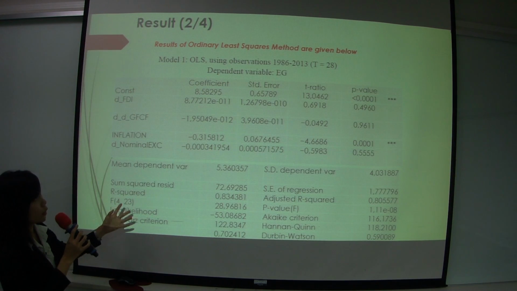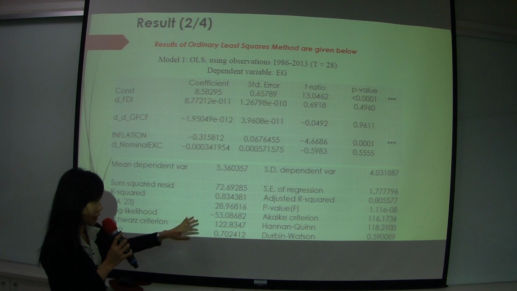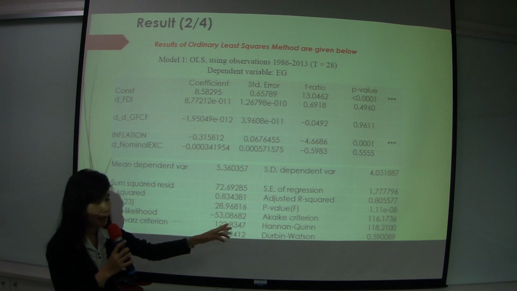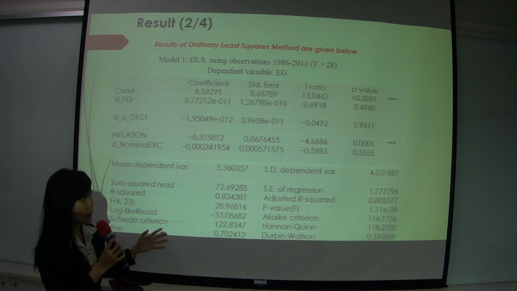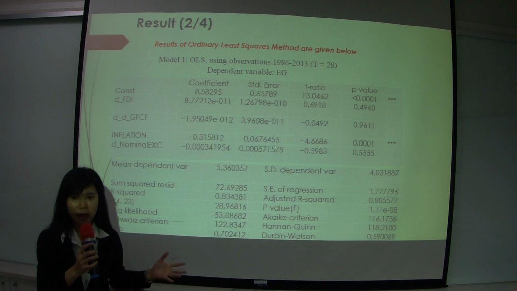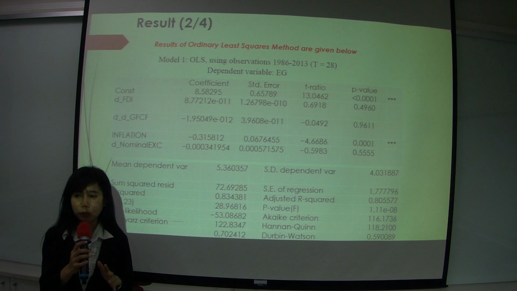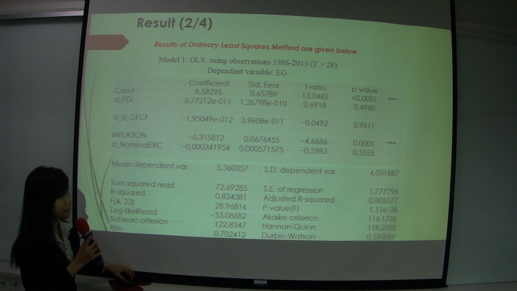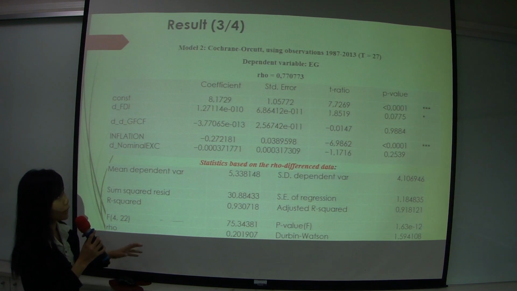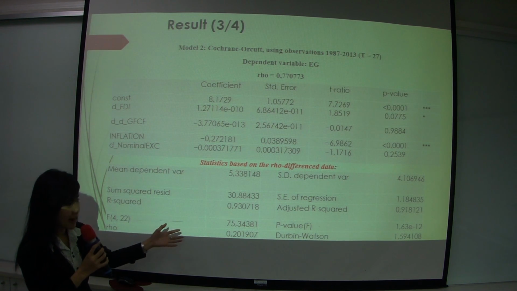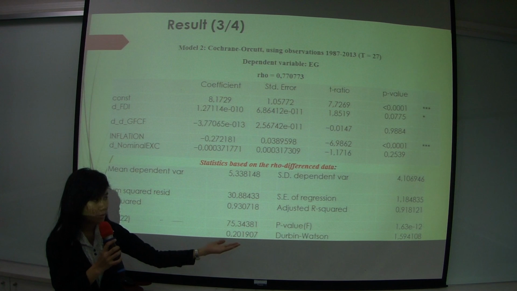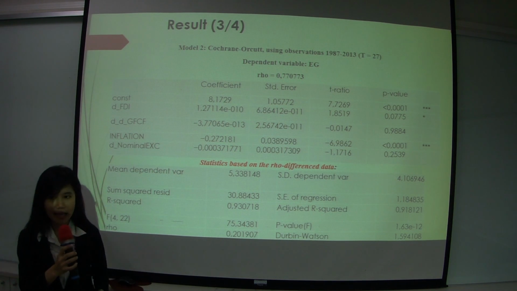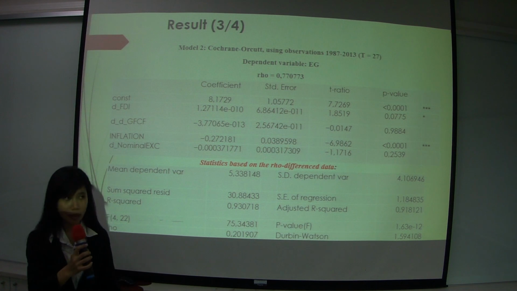And the result of the ordinary least square model is here. We found that the Durbin-Watson value is 0.59. It means that this model has autocorrelation. So to correct the autocorrelation, I use the Cochrane-Orcutt iterative method. And the result of Cochrane-Orcutt is here. Now we can see that the Durbin-Watson value is 1.59. So it means that this model is free from the autocorrelation.